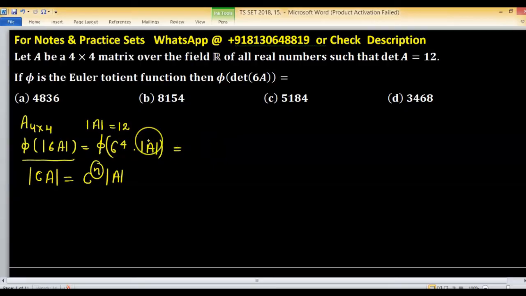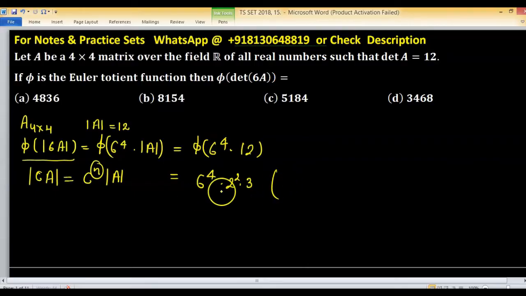Now, according to the structure of the phi function, we have 6 raised to the power 4 times the determinant of A, which is 12. Now apply the phi function. So the value of this will be 6 raised to the power 4 times 12. You can write 2 square into 3.